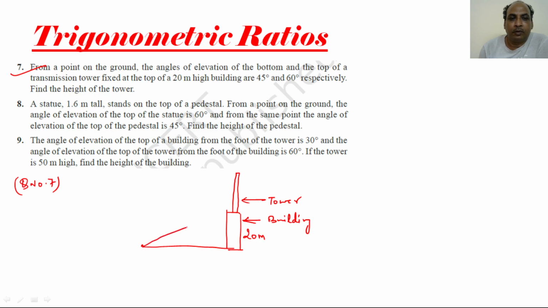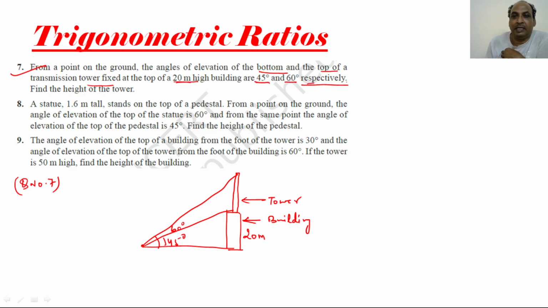So the bottom will be this one, the top will be this one, are 45 degree. So this is 45 degree and this is 60 degree. Okay, so first it is given: angles of elevation of the bottom and the top of a transmission tower fixed at the top of a 20-meter high building are 45 degree and 60 degree respectively.